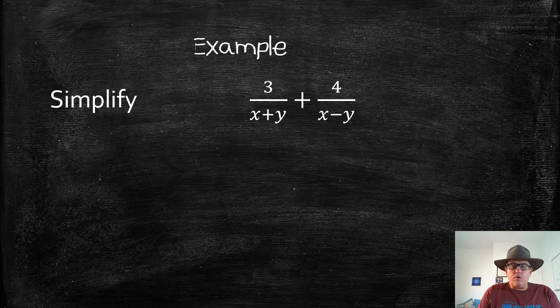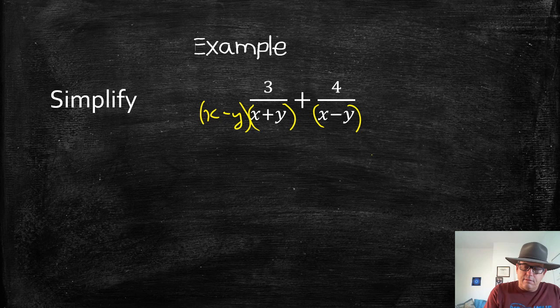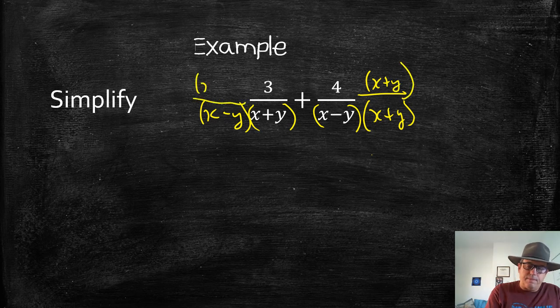Now they start to get a little more complicated. I'm adding fractions. I don't have a common denominator, so I need to get a common denominator. So what's my common denominator going to be? We're going to find out, usually with algebraic fractions, our common denominator, which is our lowest common multiple, we're usually going to get by just multiplying them together. So my common denominator is going to be x minus y times x plus y. That's my common denominator.